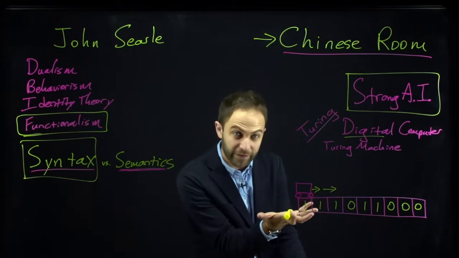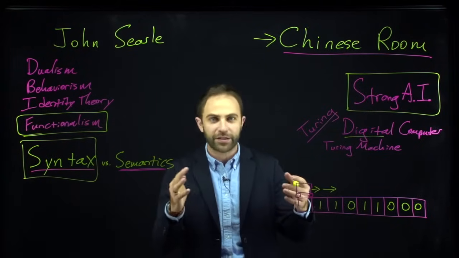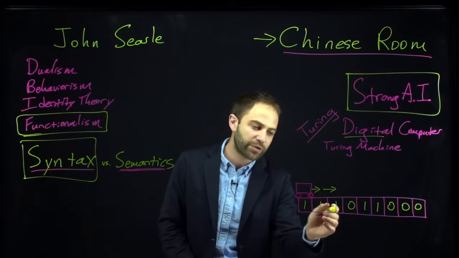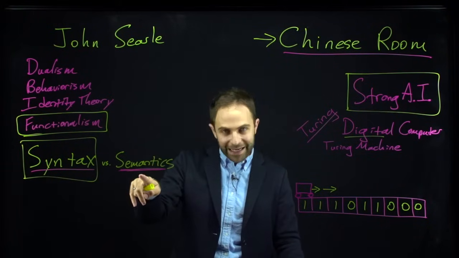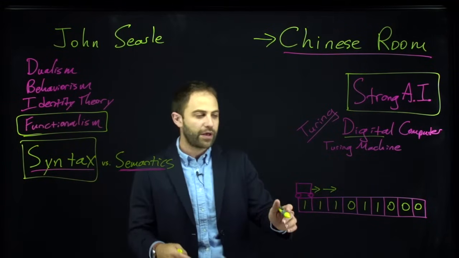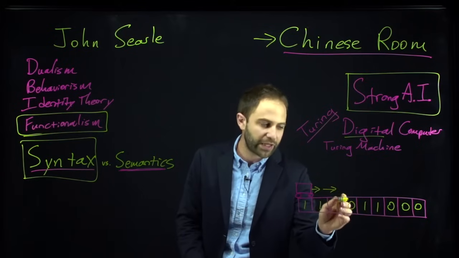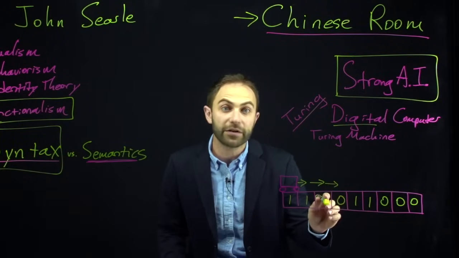It doesn't know what any of this means, right? It doesn't know that this is a 1, it represents the notion of 1, or that these 3 1s put together represent the number 3. It doesn't know anything about the meanings of these symbols. It just can respond to their form or their shape. It can follow instructions. Okay, so it sees the 1, it keeps going. When it gets to the 0, it sees a 0.